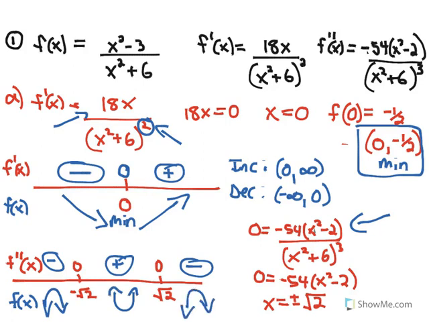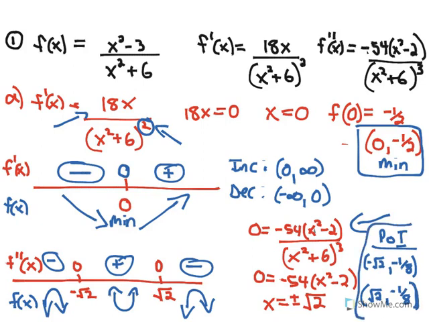Great, so we know that at root 2 and negative root 2, those are points of inflection. So the x and y coordinates of the inflection points are, so I'll say P.O.I., points of inflection, negative root 2, and if I plug that into my original, I get (2 minus 3) over (2 plus 6), which is negative 1/8, or positive root 2 and negative 1/8 as well. We know these are going to be the same because we know our function is even.